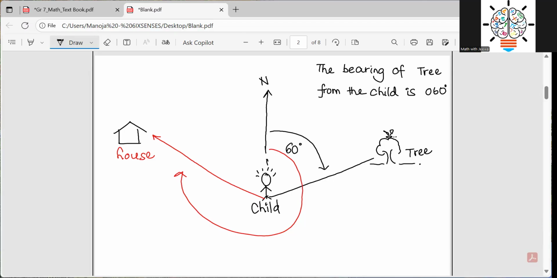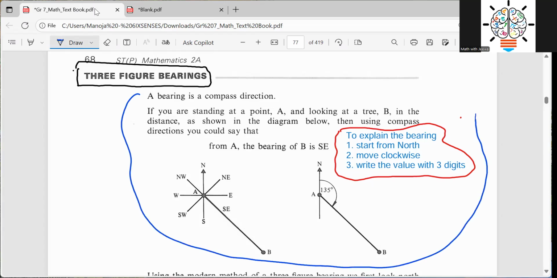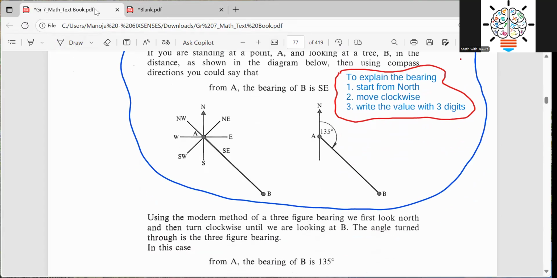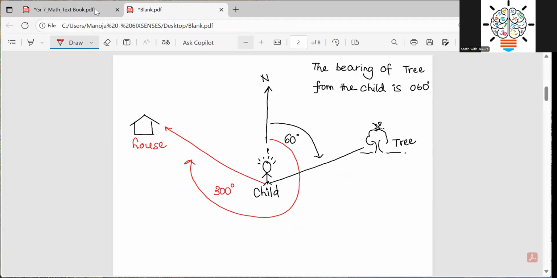If not, here it can be, let's say, 300 for an example. If this is 300 degrees, right, then you can just write 300 because you already have 3 digits in the value, right? So then you want to copy down everything like this in your book. After that, you can draw my diagram, and here I'm going to write the bearing of the house.